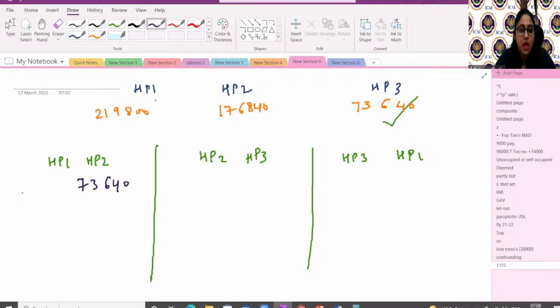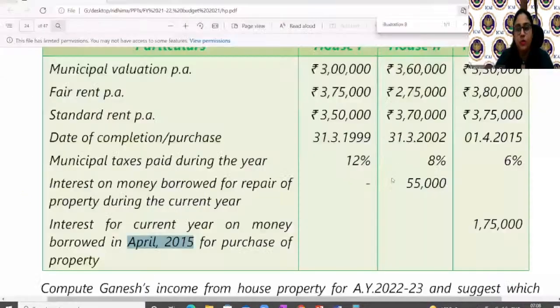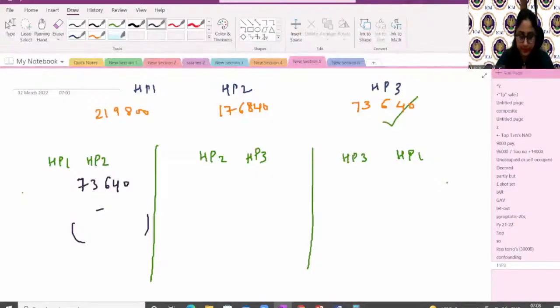Now for 1 and 2, what would be our value to be taken? Whenever a property is self-occupied, gross annual value is nil, hence your net annual value is nil. Only impact comes on the interest part. Here there is no loan going on, right? The house property 1 value is nil. Here in house property 2, what loan is going on? Repair loan. Repair loan is going on, interest is 55,000. But in the self-occupied case, the ceiling limit on repair loan is 30,000, right? Correct? Remember? Yes. So that we did.